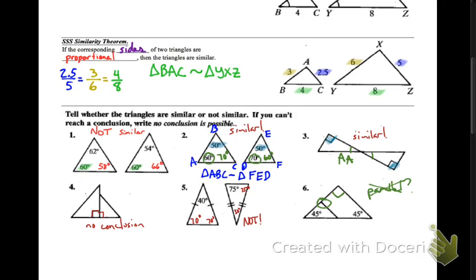Okay, that's a right angle because 45 degrees, 90 degrees. That's a right angle. Is this a right angle? Well, we have no way of knowing that. So there's no conclusion can be made here.